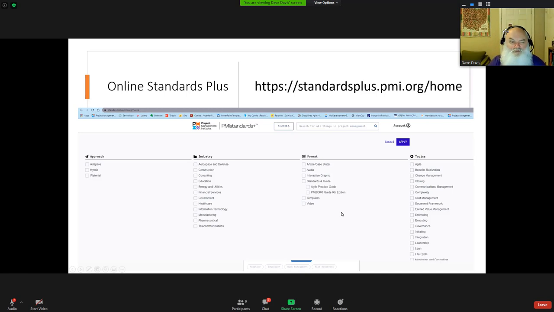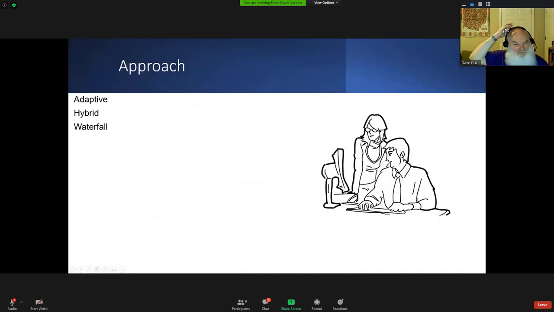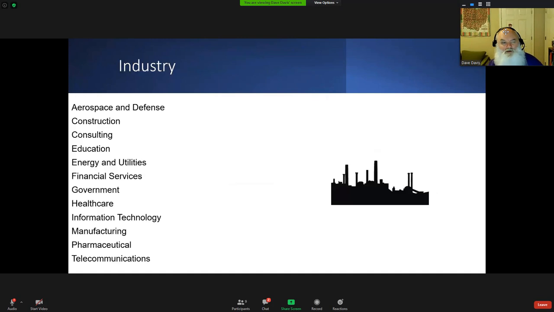So let me get into these different pieces. Approach, there's really 3 at the moment: adaptive, hybrid, waterfall. And I'm not going to spend a lot of time on these, but I just kind of wanted to break them out because that was one big slide and not necessarily the largest font. Get you an idea of the current level of thinking.